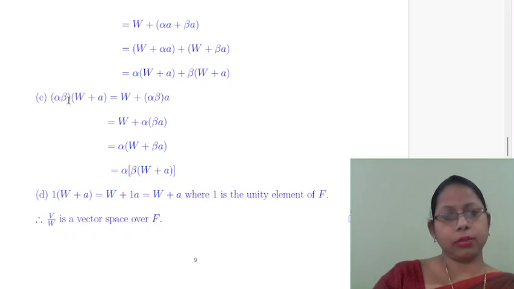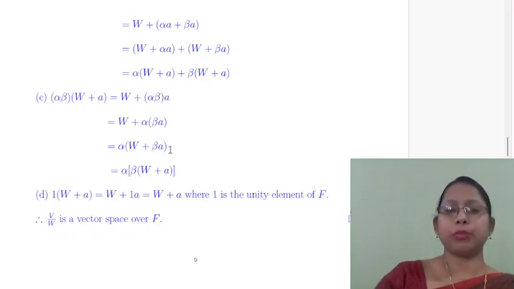Third condition: (αβ)(W + A) can be written as W + (αβ)A by using the scalar multiplication property in V/W. Then in the next step we can write W + α(βA), since α, β are elements of F and A belongs to V. By using the definition of vector space, we get W + α(βA). Then, using the scalar multiplication property, I can write this as α(W + βA).